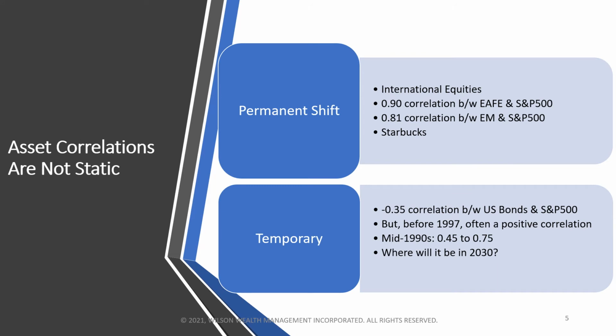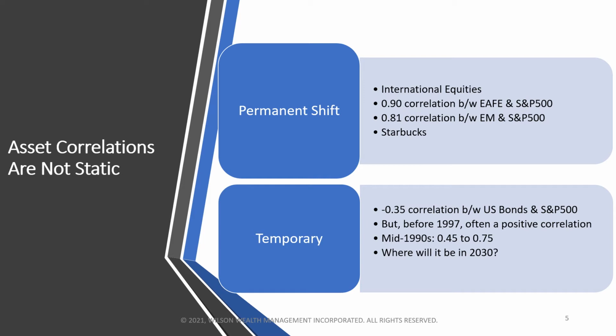Another point I'd like to make is that asset correlations are not static. They can be a permanent shift, or there might be a temporary shift, one that reverses course over time. International equities used to be excellent diversification assets to US or Canadian equity funds or equities in general.